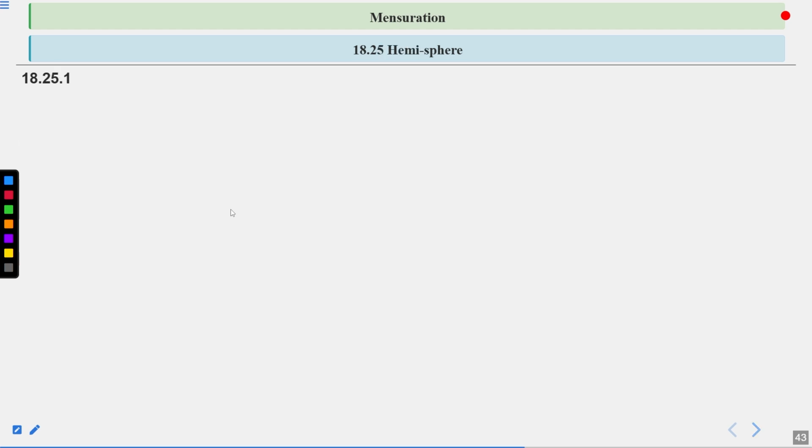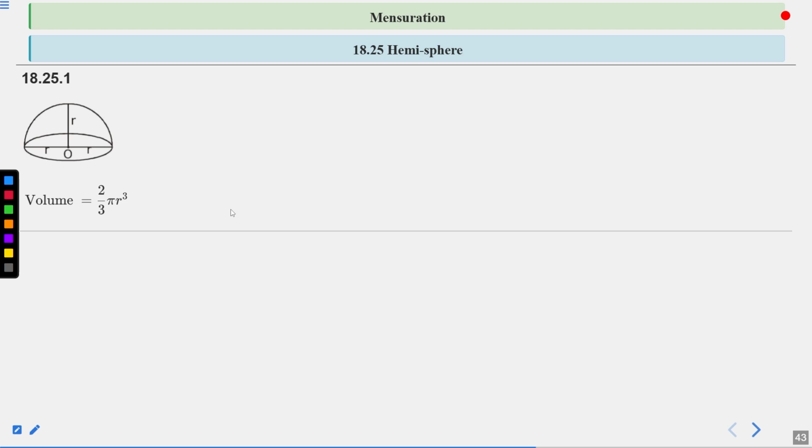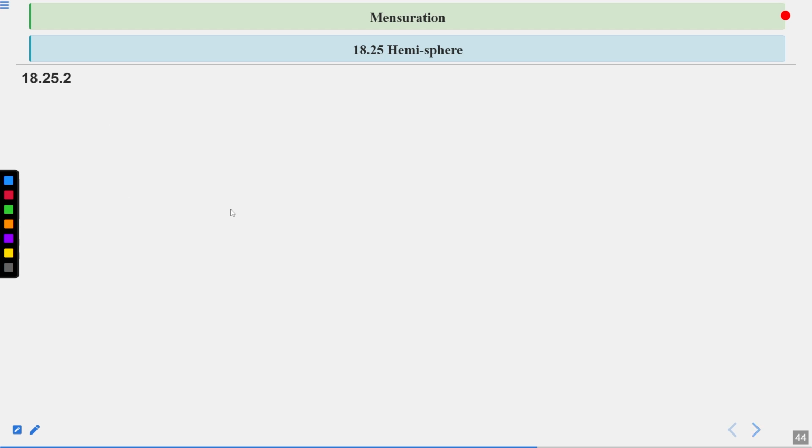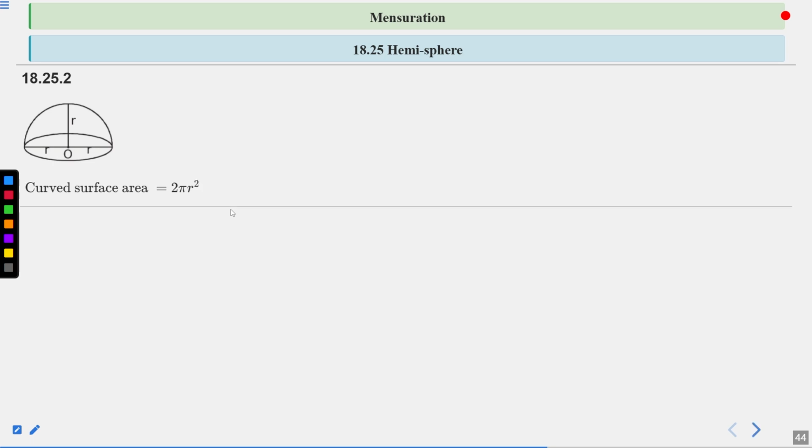Next one is hemisphere 18.25. So 18.25.1. This is the diagram of the hemisphere. So we can say that the volume will become 2 by 3 pi r cube. Next one is hemisphere 18.25.2. So this is the diagram, and the curved surface area of the hemisphere is 2 pi r square.